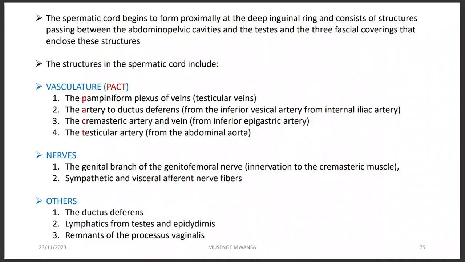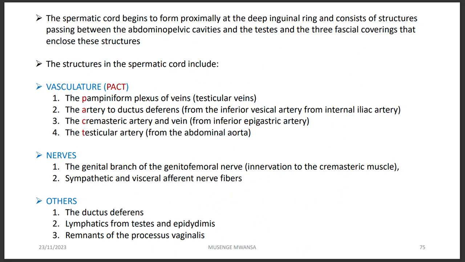We had already mentioned the contents of the spermatic cord. You are going to have blood vessels, nerves, and other structures. For the blood vessels which will pass through the spermatic cord, you have the pampiniform plexus of veins, also known as testicular veins. The artery to the ductus deferens comes from the inferior vesical artery. Please take note of that. I think I've seen a question on that. The artery that goes to the ductus deferens comes from the inferior vesical artery, and the inferior vesical artery comes from the internal iliac artery.